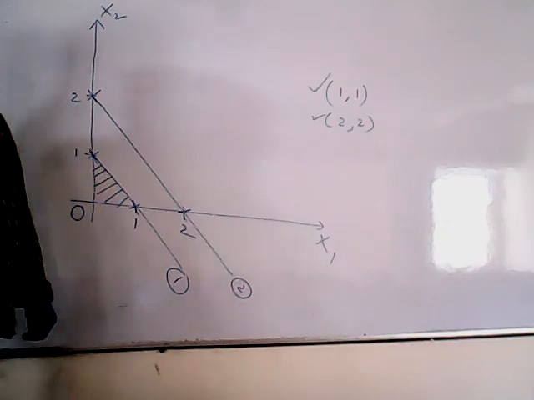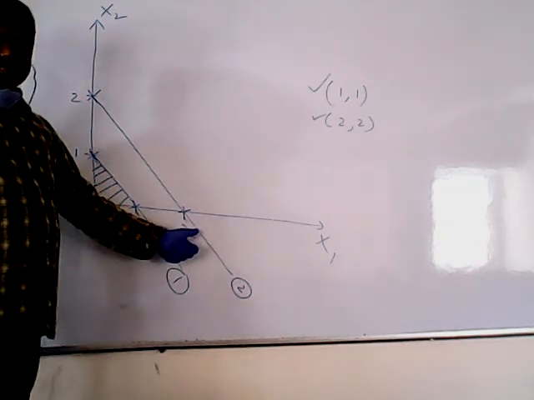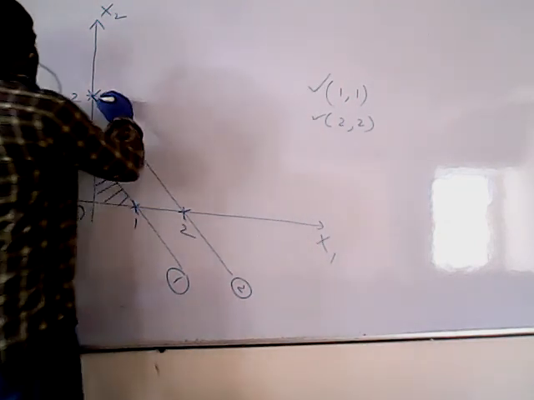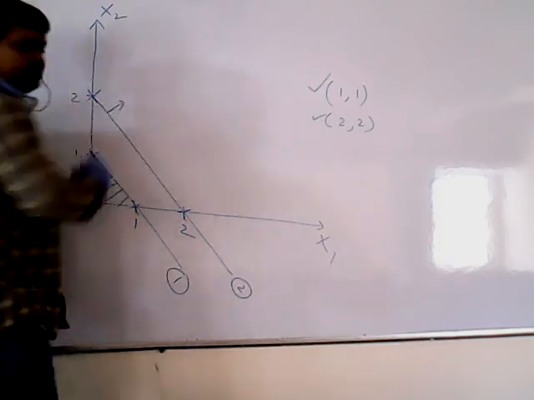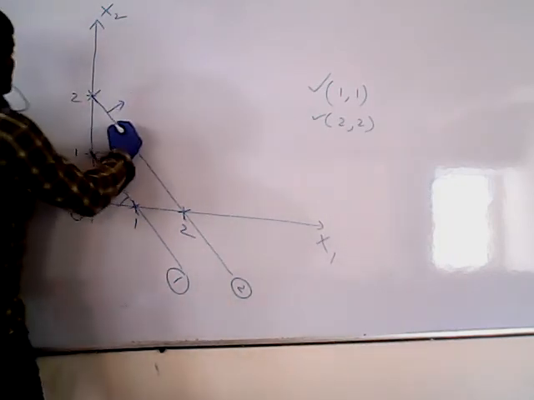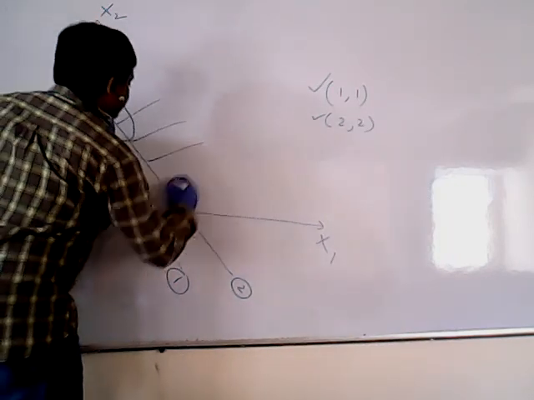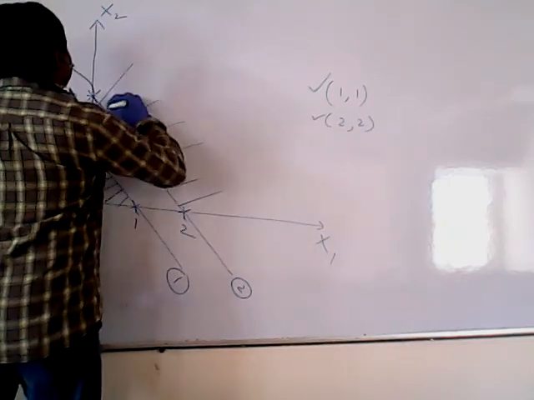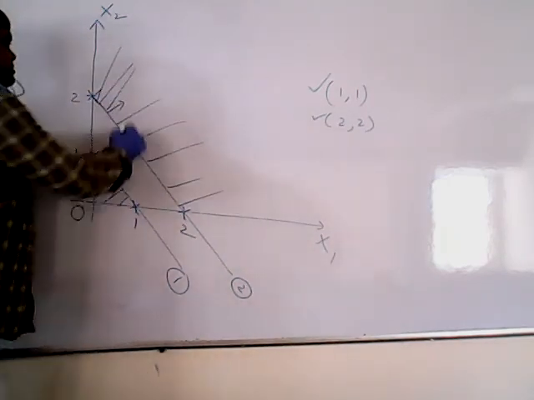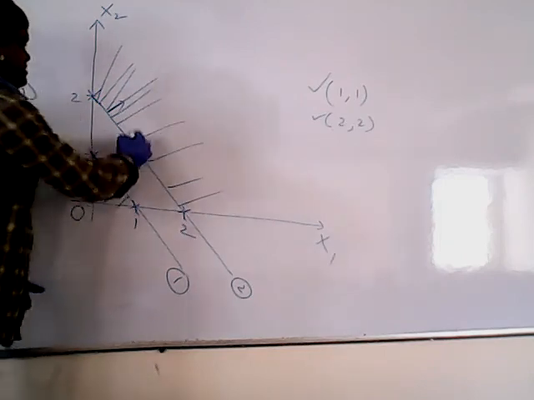Okay. And then the second constraint. The second constraint is greater than equal type. Greater than equal type means what? Above the line. Greater than is above the line. Above the line is like this. This is the shaded region. So this is the shaded region, shaded like this.